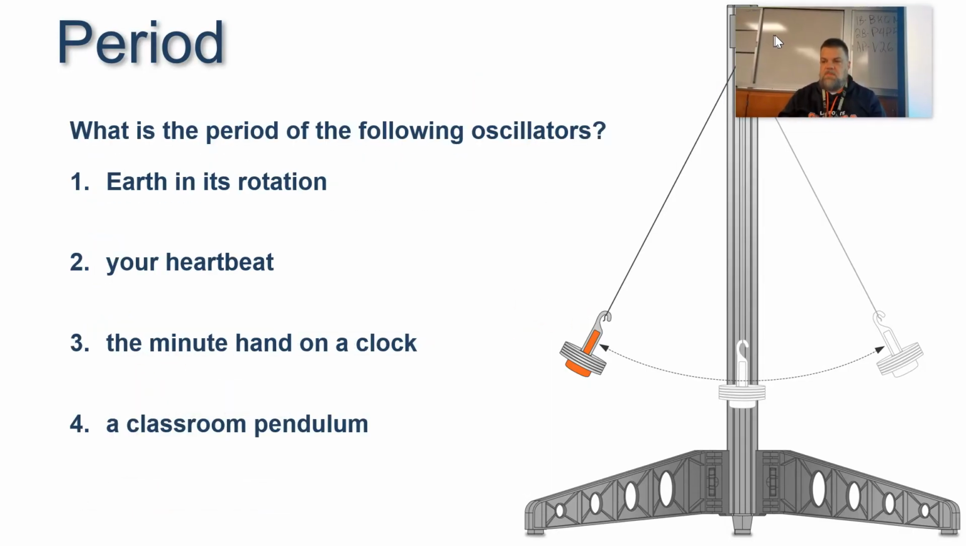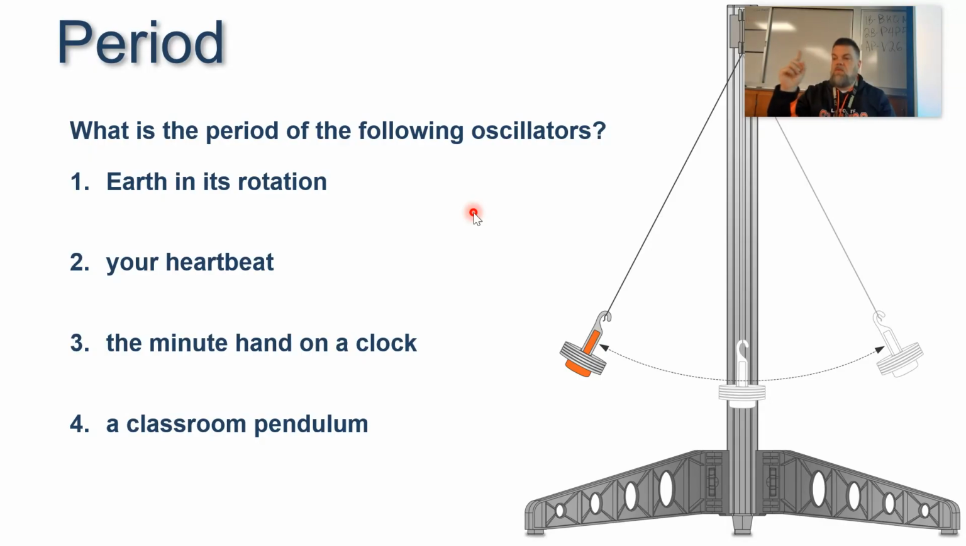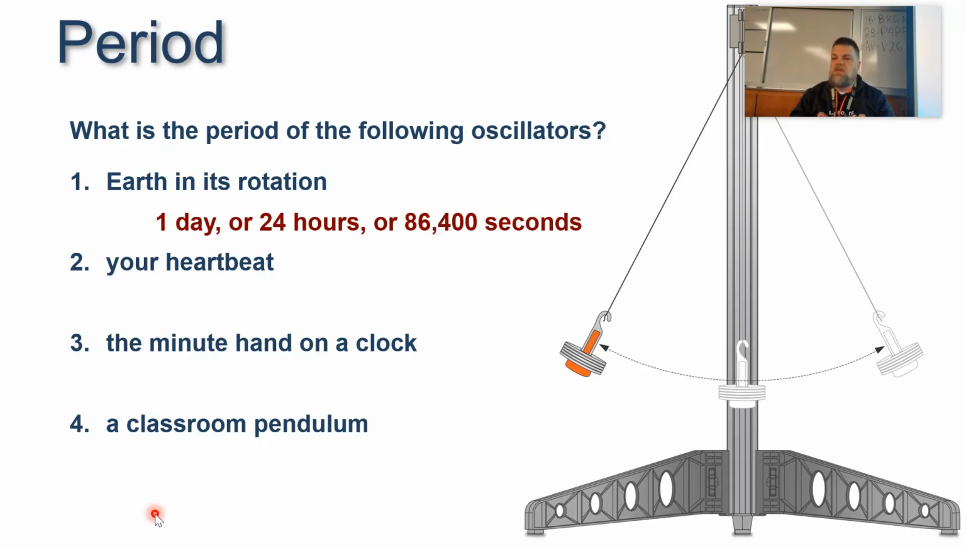Now let's play a game. What is the period of the following oscillations? Earth rotation. So the Earth rotates around in a full circle. If you were to guess, what do you think that period is? 24 hours? Yep, one day, or 86,400 seconds.